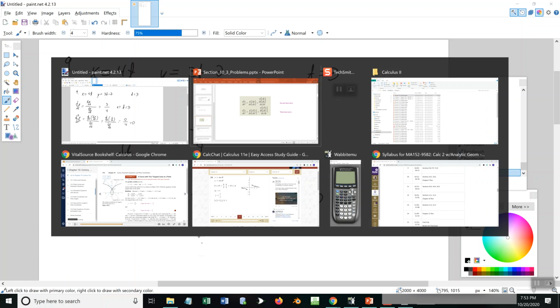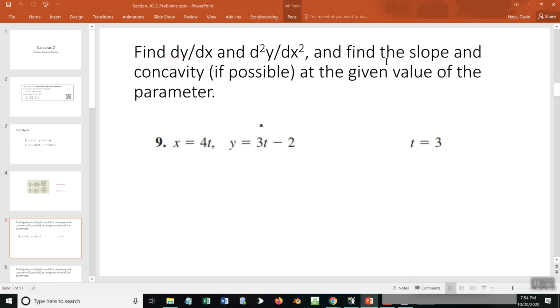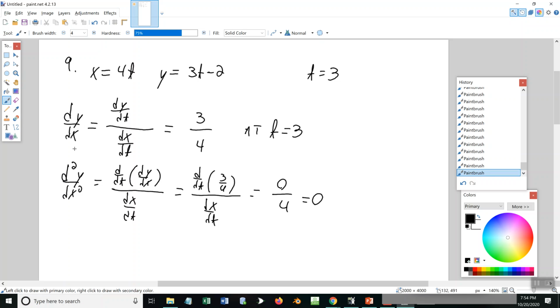Now, the first thing they're asking us for, after we find those, is find the slope. Remember, slope comes from your first derivative, doesn't it? There is no t to plug it into. So at t equals 3, m is going to equal 3/4. Remember concavity? What does a positive number indicate to you? Concave up. What's a negative number? Concave down. So 0, no concavity, right? So not all of those would be our answers.